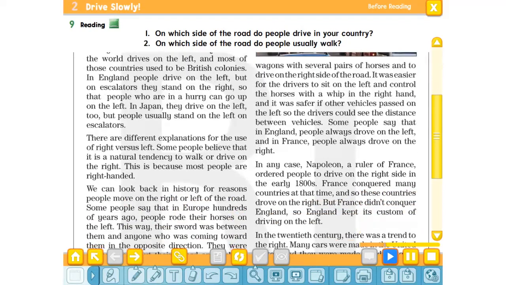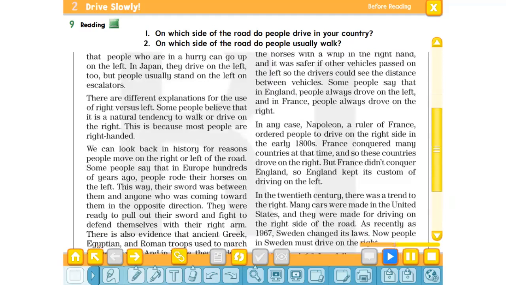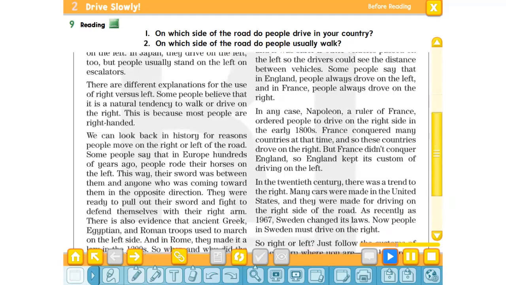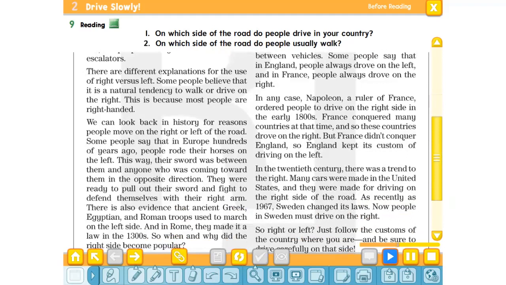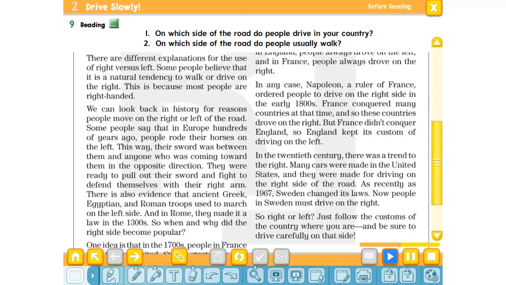We can look back in history for reasons people move on the right or left of the road. Some people say that in Europe hundreds of years ago, people rode their horses on the left. This way, their sword was between them and anyone who was coming toward them in the opposite direction. They were ready to pull out their sword and fight to defend themselves with their right arm. There is also evidence that the ancient Greek, Egyptian, and Roman troops used to march on the left side. And in Rome, they made it law in the 1300s.